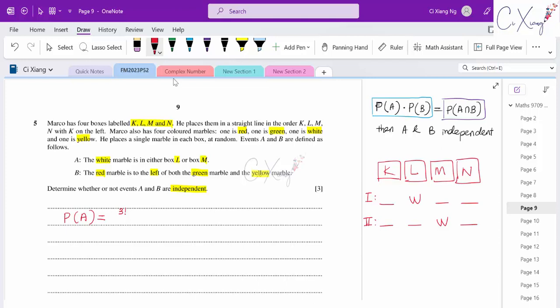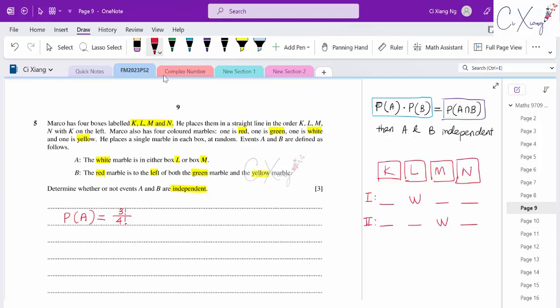Alright, so 3 factorial, but we are interested in probability, right? So we have to divide it by the denominator, where the denominator is the number of arrangements without restrictions. Without restriction means that I want to arrange 4 different color marbles into 4 different boxes. It can be 4P4, or you can write it as 4 factorial. So this is the probability for case number 1 in event A.